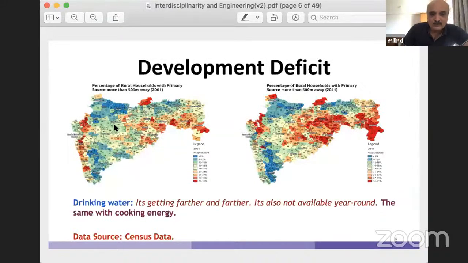And if you go from 2001 to 2011, we see that the red spots have actually increased. So what do we understand? That drinking water is actually getting farther and farther away. And moreover, we know that the last 2 years have had a good monsoon, but we know that drinking water is not available year round. By the way, the same is true with cooking energy. I think firewood is the cooking fuel for about 50% of us. So energy, transport, drinking water, these are basically engineering services.